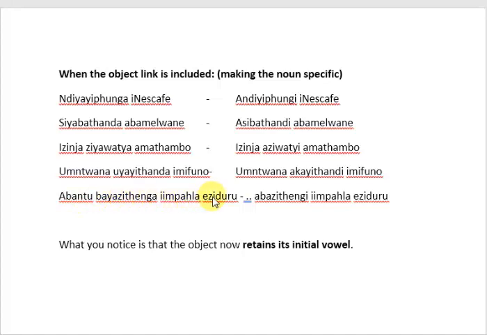Abantu bayazithenga impahla eziduru, the people are buying the expensive clothes. Abantu abazithengi impahla eziduru, they are not buying the expensive clothes. So the object link makes the noun a specific one. The neighbors, the bones, the vegetables, the expensive clothes. And in the negative, we now notice that the object retains its initial vowel when the object link is included.